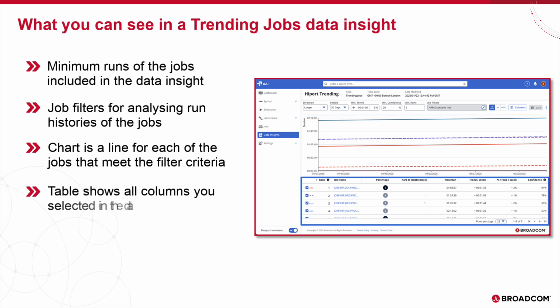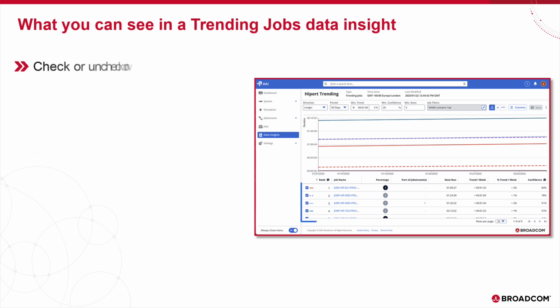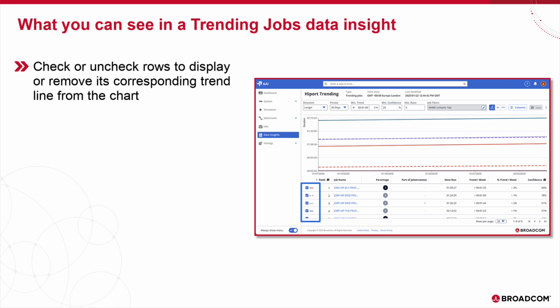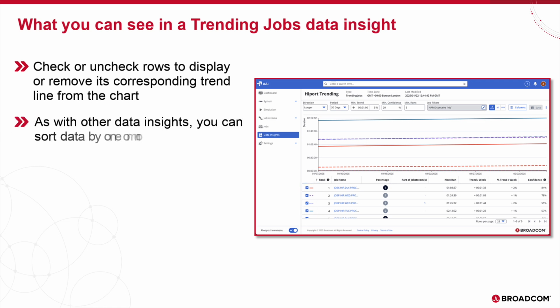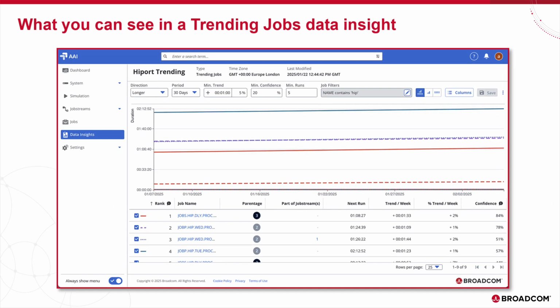The table shows you all the columns you selected in the data insight definition. The data is sorted by rank by default, which is calculated by multiplying the trend per week by the confidence. You can check or uncheck the rows to display or remove its corresponding trend line from the chart. And as with other data insights in AI, you can sort the data by one or more column values, you can show or hide columns, and you organize the column order as you need. Now let's see how the trending jobs data insight helps AI users to proactively manage their job executions.